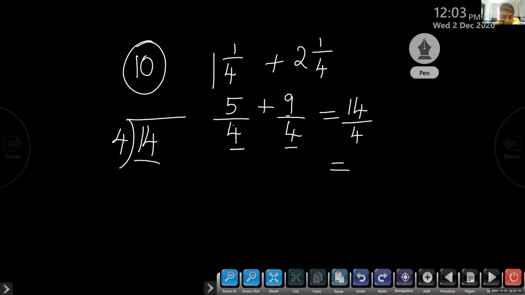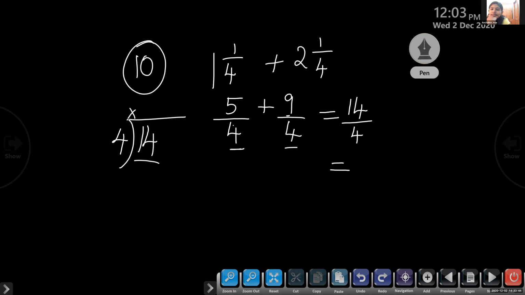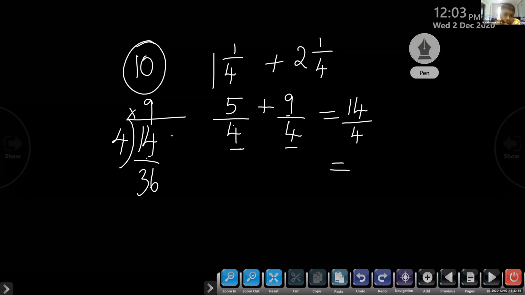Ma'am, 14 divided by 4 is 11. No, ma'am, 4 into 3. Be quiet. 4 into which number we can take from here? 9. 4 into, no, 9 into 4 is 36. Ma'am, 3. Yes, we are dividing.